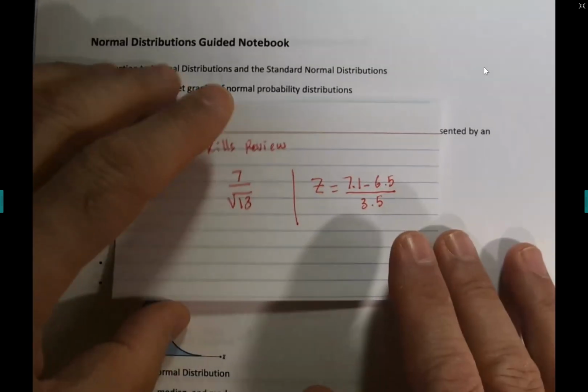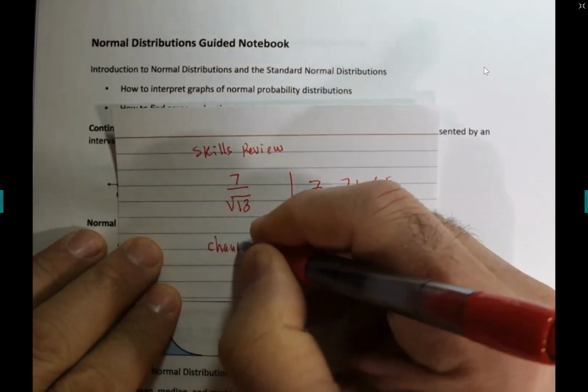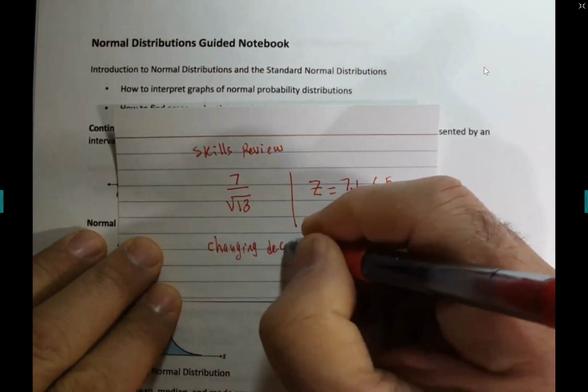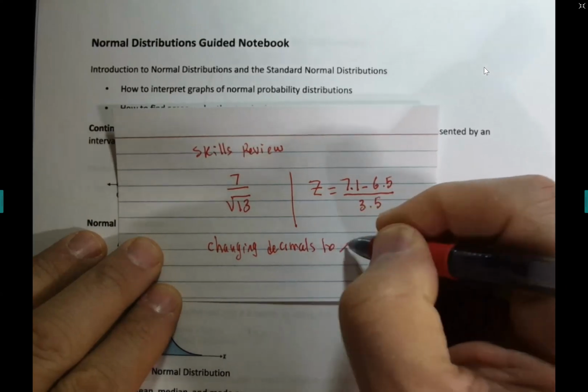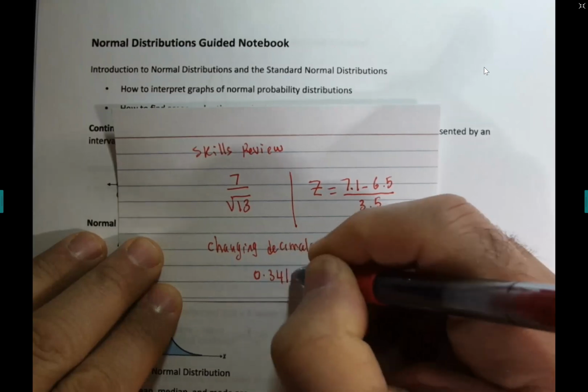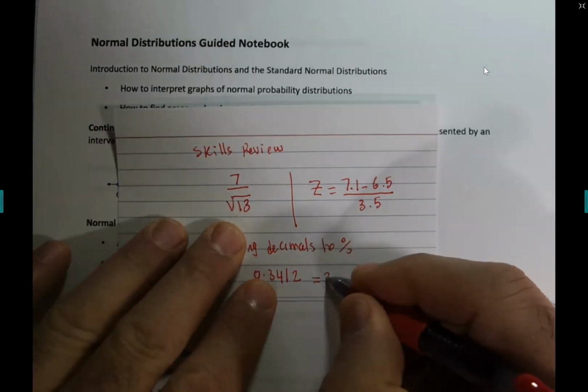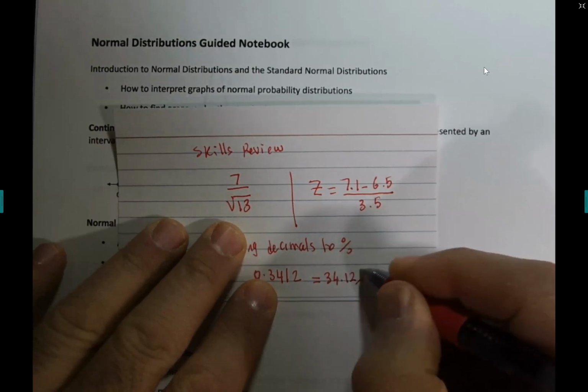Some more skills review for this chapter, guys: changing decimals to percent. So let's say you use your calculator and you ended up with this answer, 0.3412. You want to change it to a percent. To change it to a percent, guys, you just multiply by 100 and put the percent sign, or move the decimal point 2 digits to the right and put the percent sign. So this will become 34.12%.